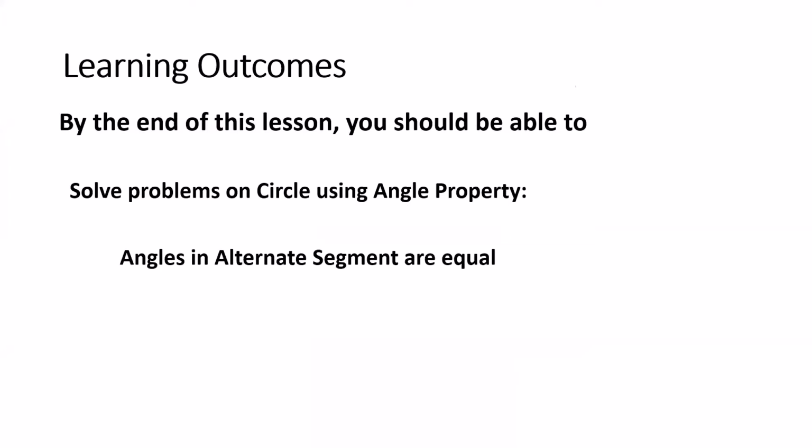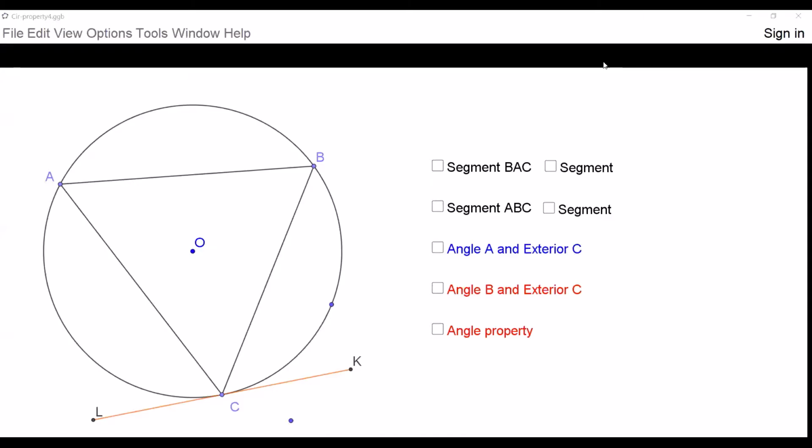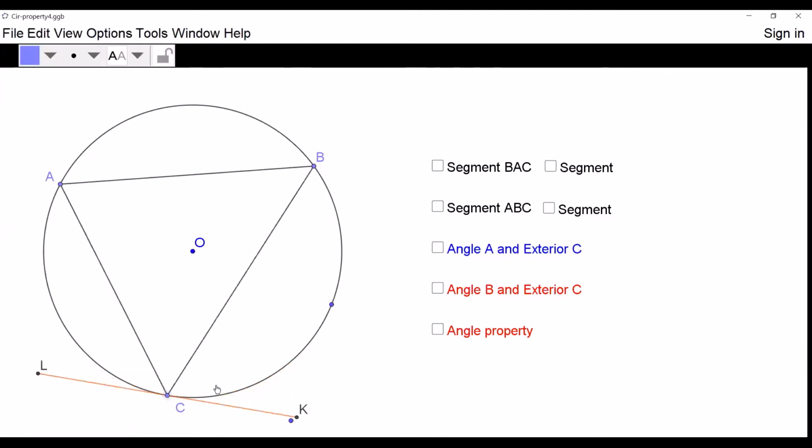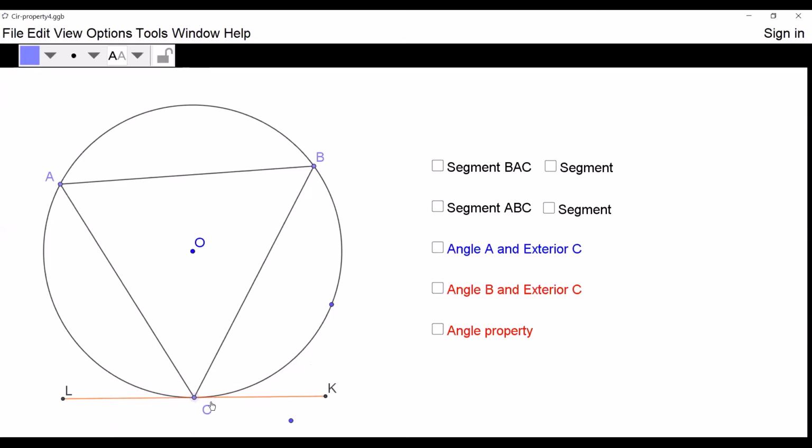Angles in alternate segment are equal. So let us now explore this property using GeoGebra. So we have a circle with a tangent LK, and the contact point is C, that is where the tangent touches the circle. So we have circle, center O, we have a triangle ABC in the circle.